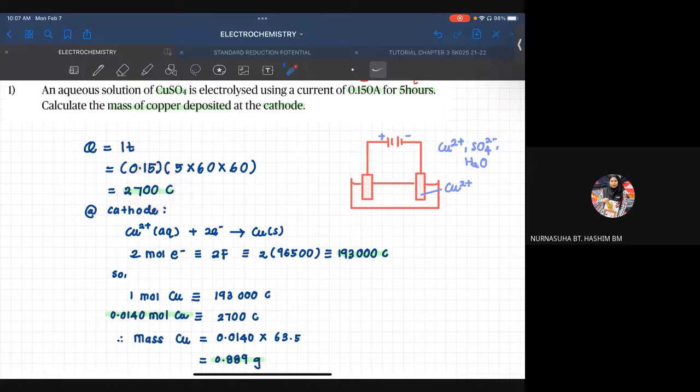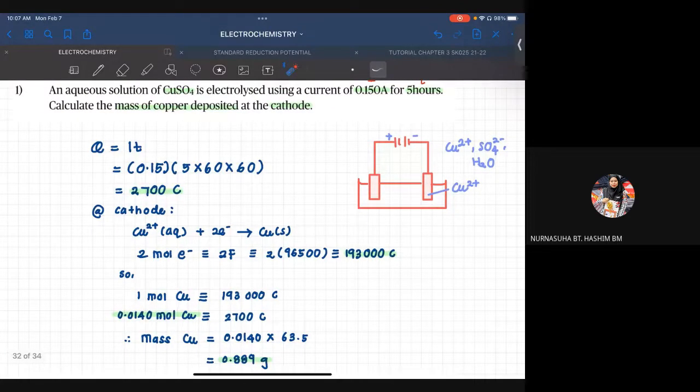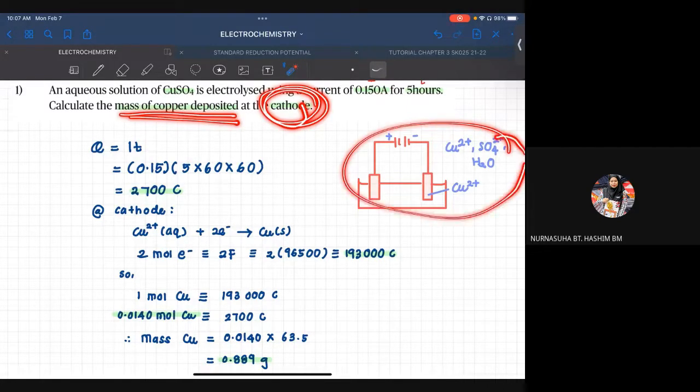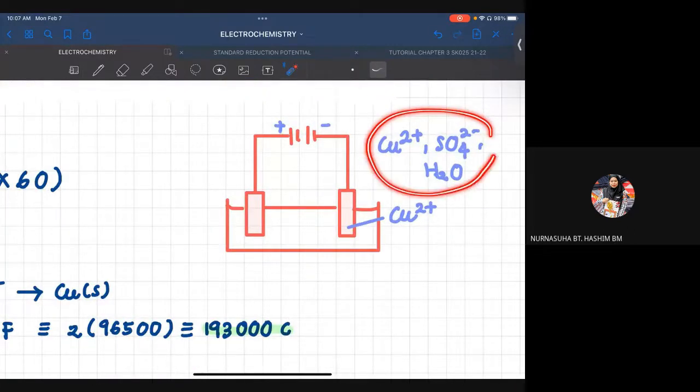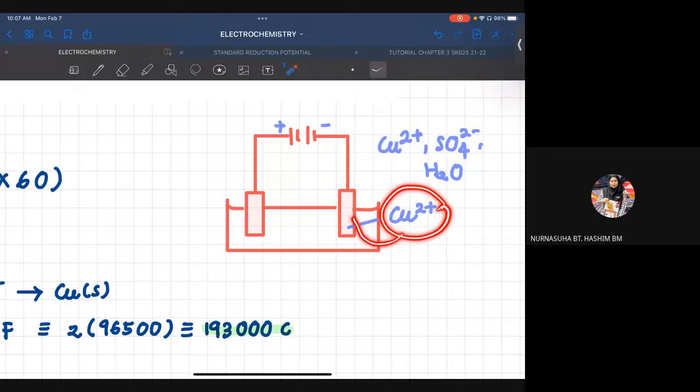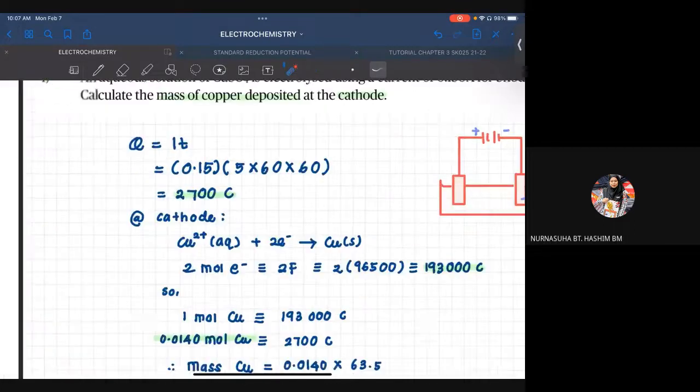Okay, so kita tahulah at cathode. Okay, dia dah bagi tahu siap-siap kat sini. Copper deposited at cathode. Maksudnya when we do the electrolysis, okay, so ingat balik electrolysis, ini adalah aqueous copper sulfate. So we have 3 species. Okay, so since the question already mentioned copper deposited at cathode, so kita tahulah yang spesies yang terpilih adalah copper.